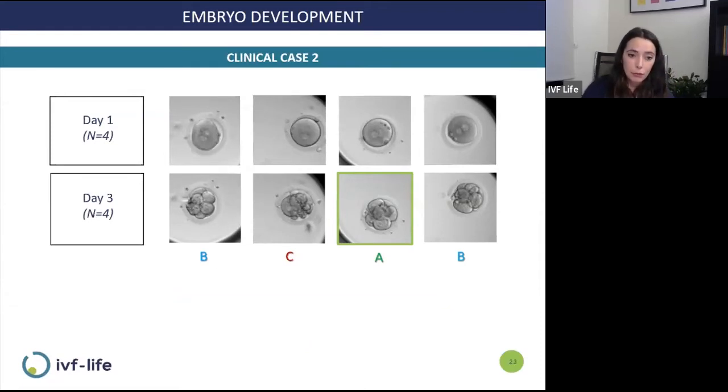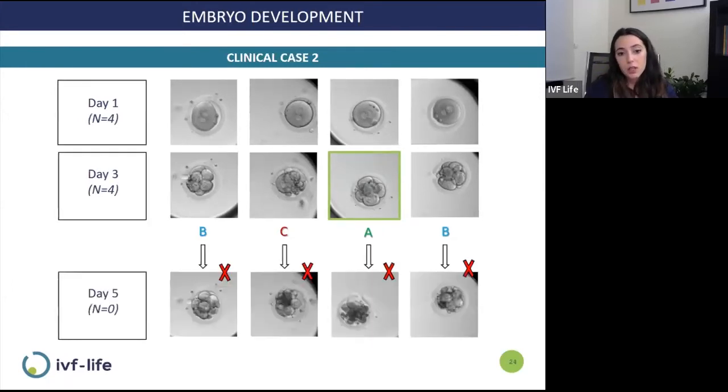But what happens if we let these embryos grow until day 5? So even if they had a good quality on day 3, when we kept them in culture until day 5, none of them became blastocysts. So these are 2 examples that I think really help to understand why we strongly recommend moving to a day 5 culture transfer or cryopreservation of the embryos, because it provides really relevant and important information when we talk about embryo selection.